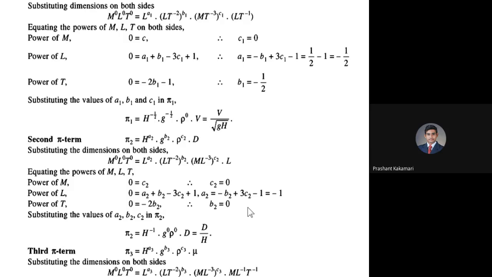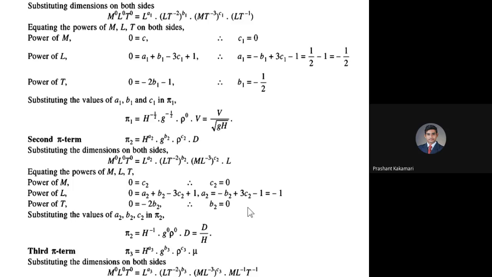On the right-hand side there are many L terms. Which are those? We have the power A1 with respect to L, we have B1, then we have minus 3C1, and the last term we have plus 1 because L is raised to 1. In this equation I can substitute C1 as 0. But we don't know B1 and A1. So for finding B1 and A1, consider one more equation, that is the pi 3 term.